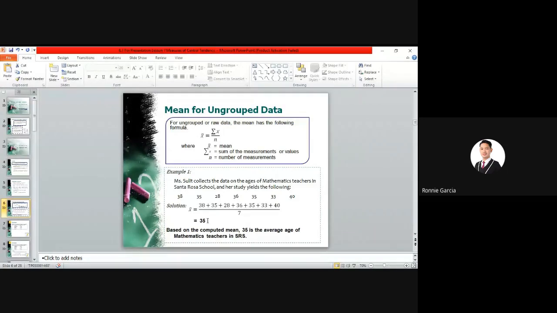The result, if you are going to verify, you can use your calculator right now and see if 35 comes out. That is now the mean. And how do you interpret that? After the computation, interpretation will follow. So based on the computed mean, generally or typically, the mathematics teachers teaching in Santa Rosa School are 35 years old. So there are a lot of teachers there, but what age defines them? It's 35 using the mean. Do we have questions?